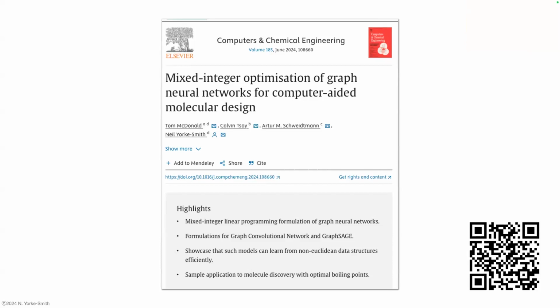This is the paper. You can scan the QR code, you're done. This is Tom's work, and it was published a couple of years ago now in Computers and Chemical Engineering. So in some sense, it's an application of AI to chemical engineering, but I think that kind of undersells what Tom did. He really did AI, and the use case was chemical engineering because that's a nice application for it.